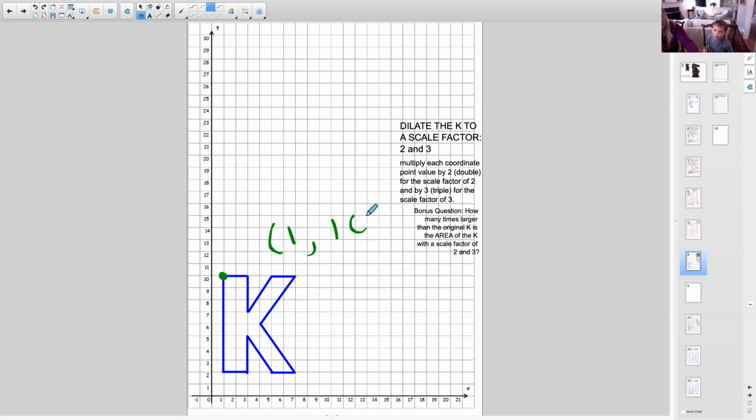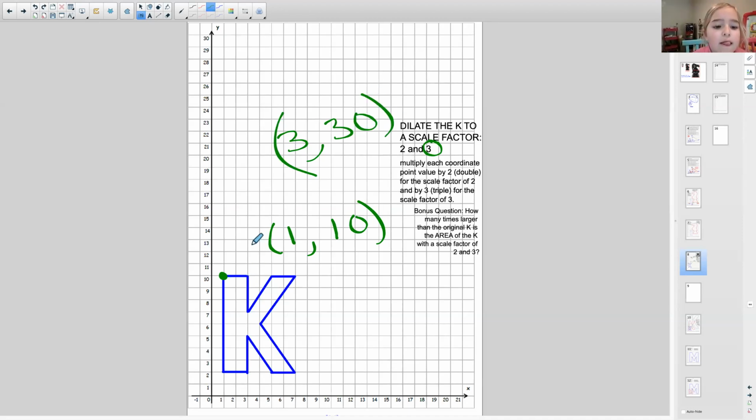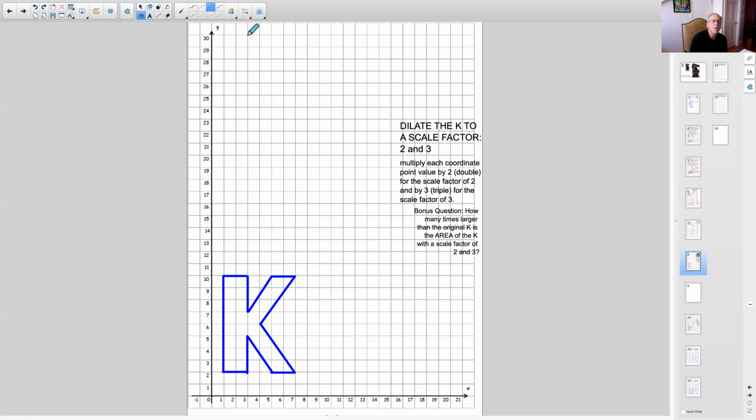All right, now everybody do a scale factor of 3. I multiply 1 by 3, 1 plus 1 plus 1. What do I get? 3. And when I multiply 10 by 3, 10 plus 10 plus 10, what do I get? 30. Everybody right now, put a dot at point 3, 30.